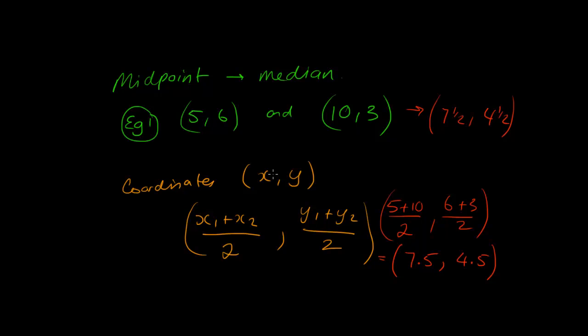Okay, so again, the actual formula for the midpoint is (x1 + x2) over 2, (y1 + y2) over 2, making sure they're in brackets and a comma between because they're a set of coordinates.